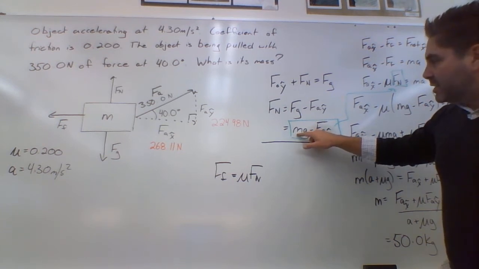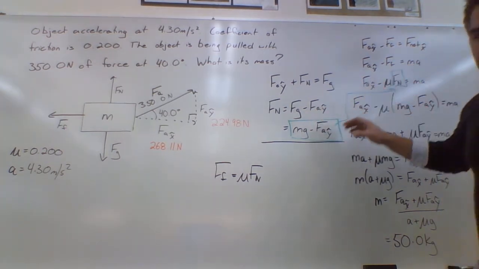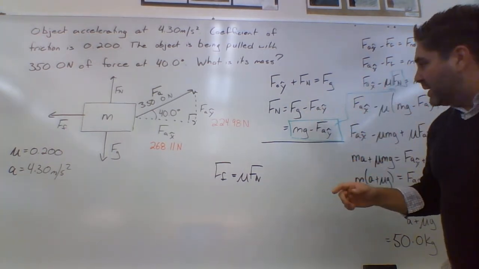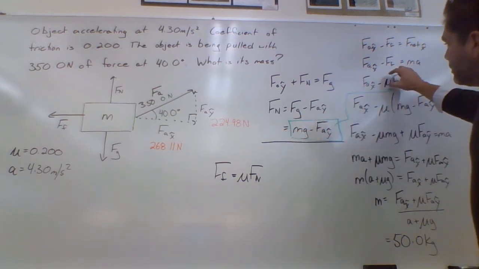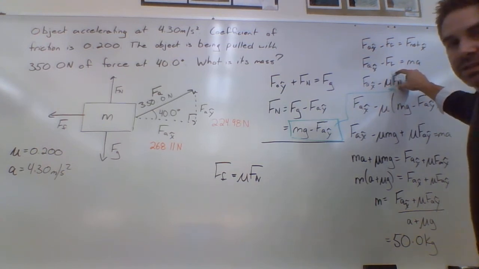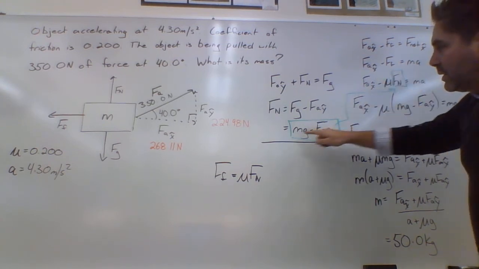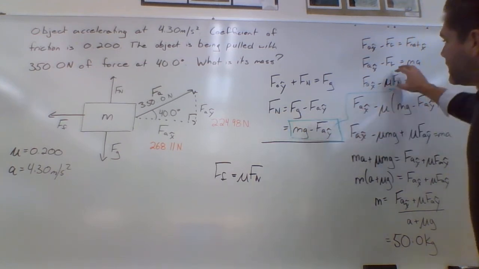There's that mass again. So we find mass here. We also find it here. So it's in two places, and we're going to have to combine those somehow. So what you see in the green box is that instead of calling it mu Fn for the friction, it's going to be mu times what Fn is equal to. What is Fn equal to? Right here, Fn equals mg minus FAY. So I substitute that in there.